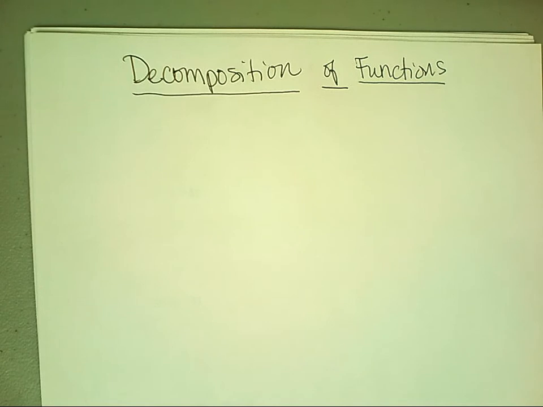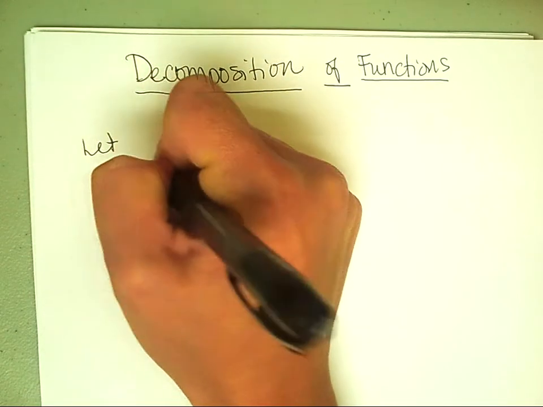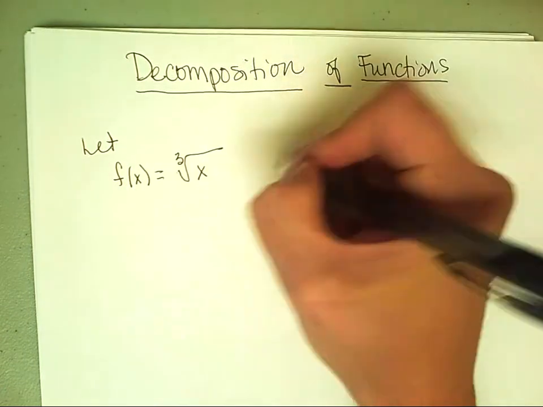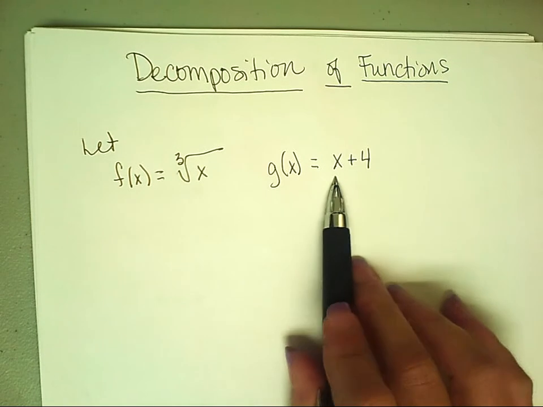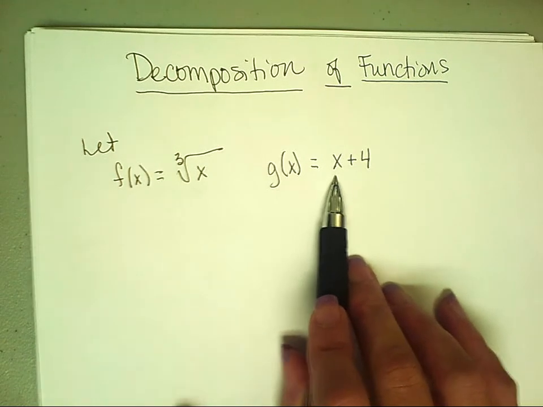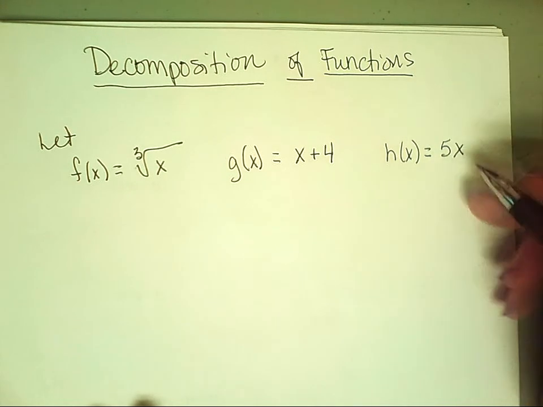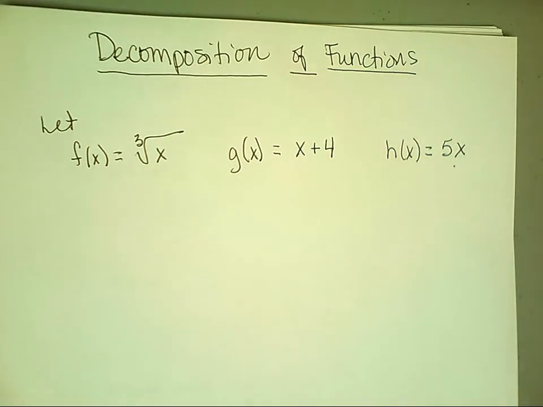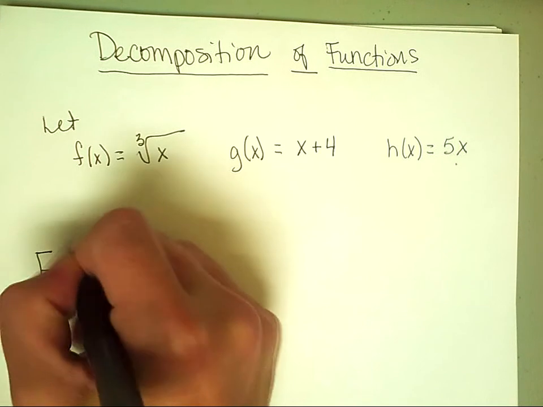What's helpful about decomposing functions is it allows us to take more complex functions and simplify them into basic parent functions. So let's say we have f, and that's one of our parent functions, the cube root of x. Let's say we have g, and this is a simple linear function. It's just our identity function shifted up 4 units. And let's say we have h of x, which is 5 times x. So this is our basic identity function just with a steeper slope. These are our basic parents.